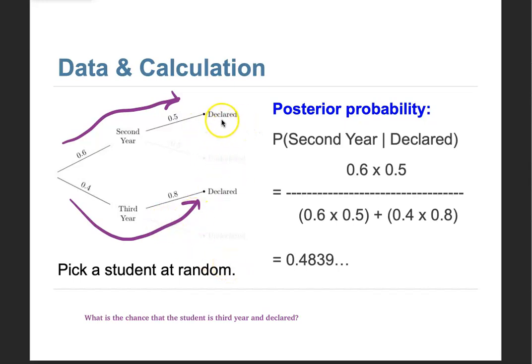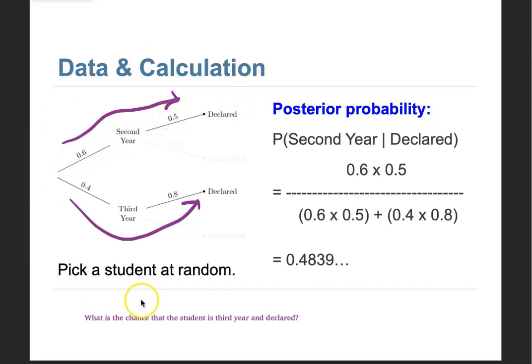So from this declared major student, they can be second year. If they are from second year, they are 60% times 50%. Why times? Because they are second year and declare the major. When we hear the "and", we multiply. Of course, here we try to find the probability the student is second year and declare the major. So that's 60% times 50%.